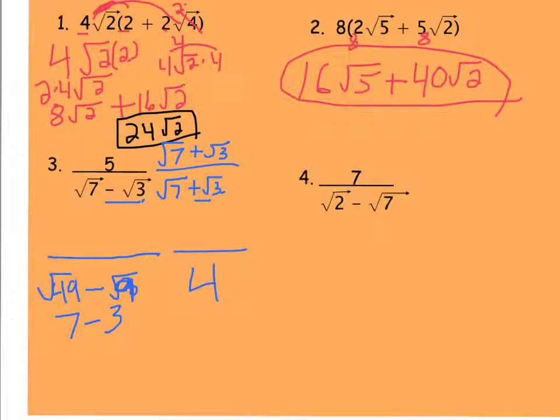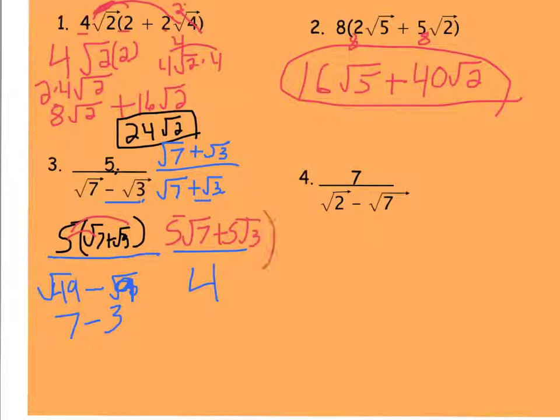Now, I'm going to look this time before I start. I have a 5 on top, and it's going to multiply to the square root 7 plus square root 3. So what I can do is double check. Can 4 divide 5? No. So let's just distribute, and we'll be done. 5 square root 7 plus 5 square root 3. There's my answer. I'm done.